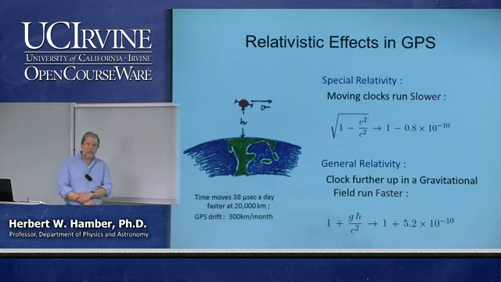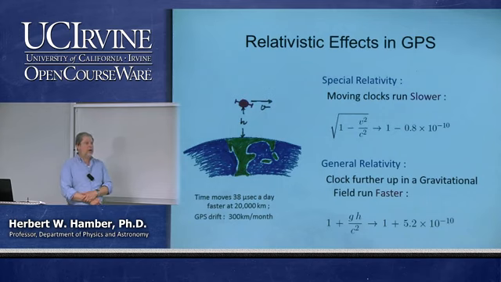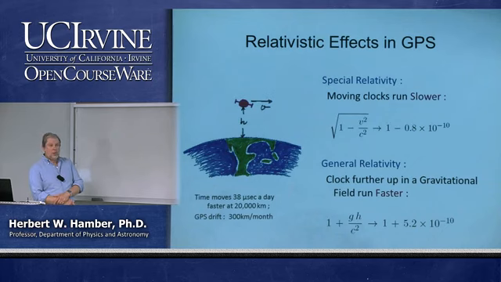And that's a big drift. It's a very big drift. So the GPS system has to take the general relativistic correction into account. Otherwise, the position determination would be completely off, right? So the GPS systems are, in fact, a test of the things that we learned so far in the GR class.